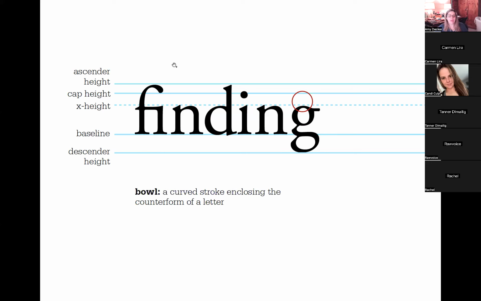Here's a bowl. A bowl is a curved stroke enclosing the counter form of a letter. The center part of a negative space inside a letter can be fully or partially enclosed, and it's called a counter. So what letters have counters? Who can tell me? Letter O. That's right, the letter O.